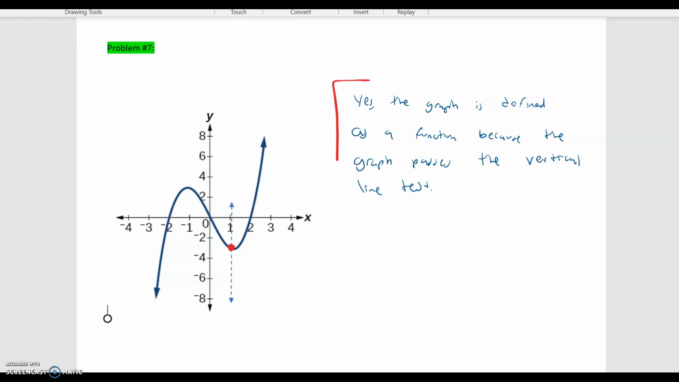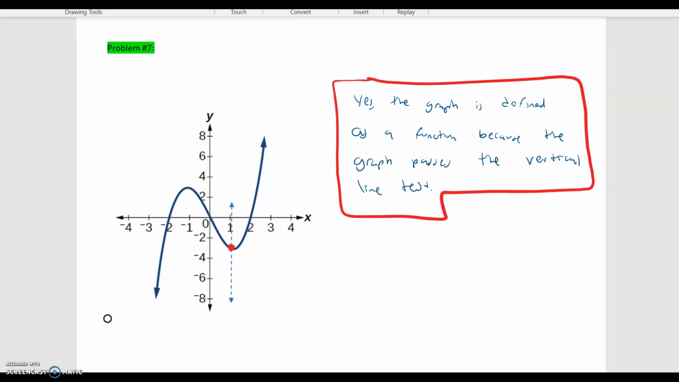And they're not mentioning to provide coordinate points. Typically, they would be asking for coordinate points if it fails. Here, it's sufficient to draw a vertical line, place the dot there, and that's an indication that wherever you move this vertical line, you're always going to get a single intersection. So in this case, yes, this graph passes the vertical line test, so it is defined as a function.